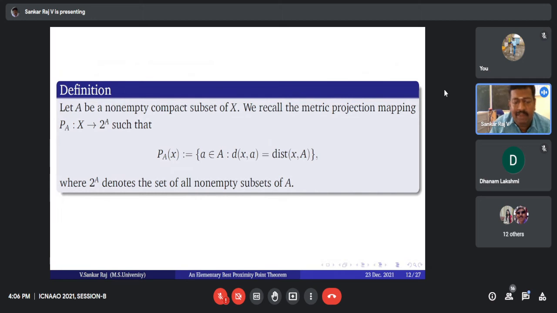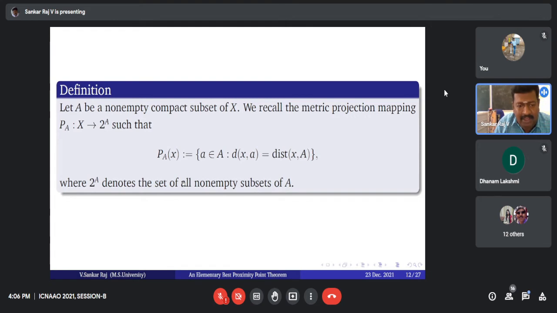P_A of x, which is equal to all those points in A for which the distance between x and a is equal to the distance between x and capital A. Here, this 2 to the power A is nothing but the non-empty subsets of A. These are all non-empty. That means P_A is a multivalued map.